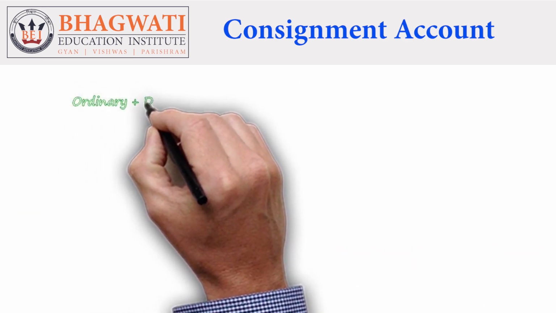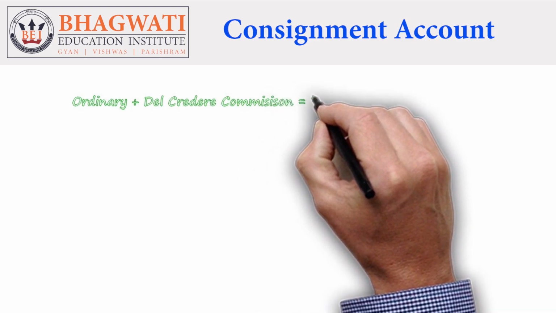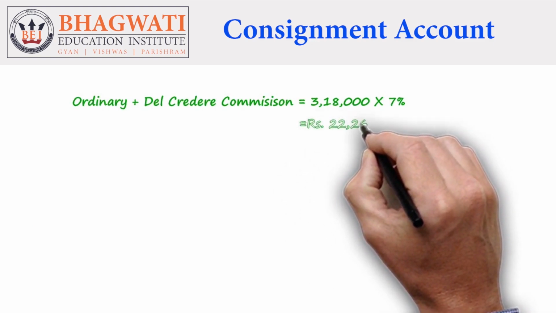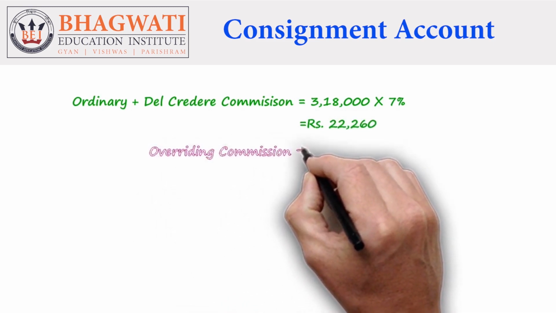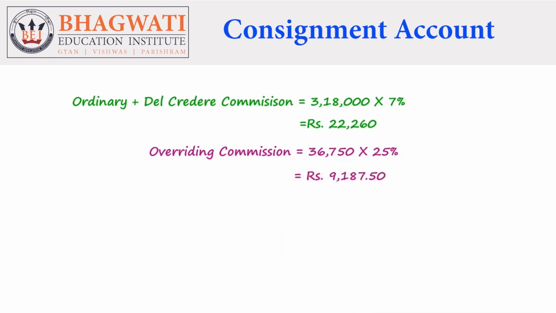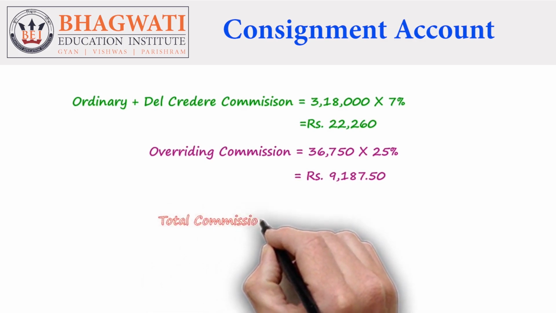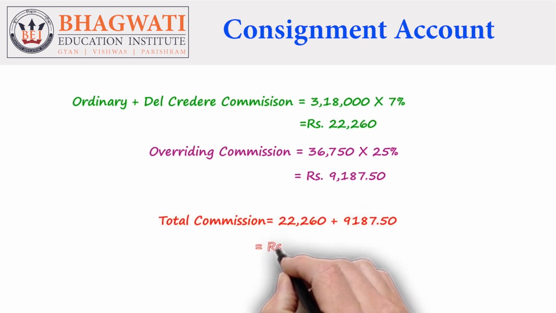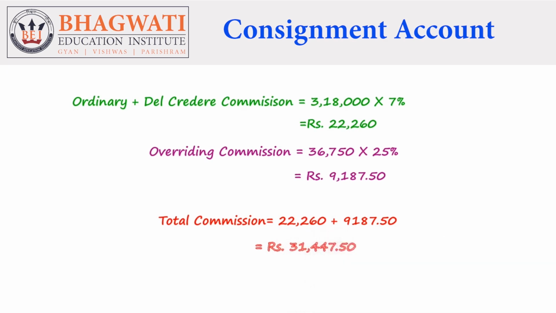36,750. Clear? Now, ordinary plus Del credere commission will be 3,18,000 into 7%. If you remember, same type of calculation we have done earlier. So that is nothing but rupees 22,260. And my overriding commission will be 36,750 into 25%, which is 9187.5. So my total commission includes ordinary commission, Del credere commission, and overriding commission. So therefore my total commission will be 22,260 plus 9187.5, which will give me the final figure of rupees 31,447.5. I hope you are enjoying and able to understand.